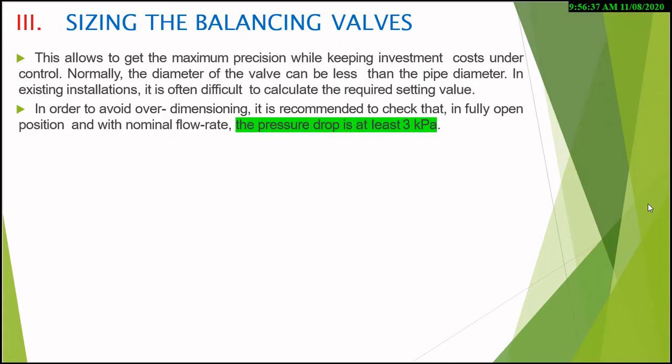Normally, the diameter of the valve can be less than the pipe diameter in existing installations. It is often difficult to calculate the required setting value. In order to avoid overdimensioning, it is recommended to check that in fully open position and with nominal flow rate, the pressure drop is at least 3 kPa.